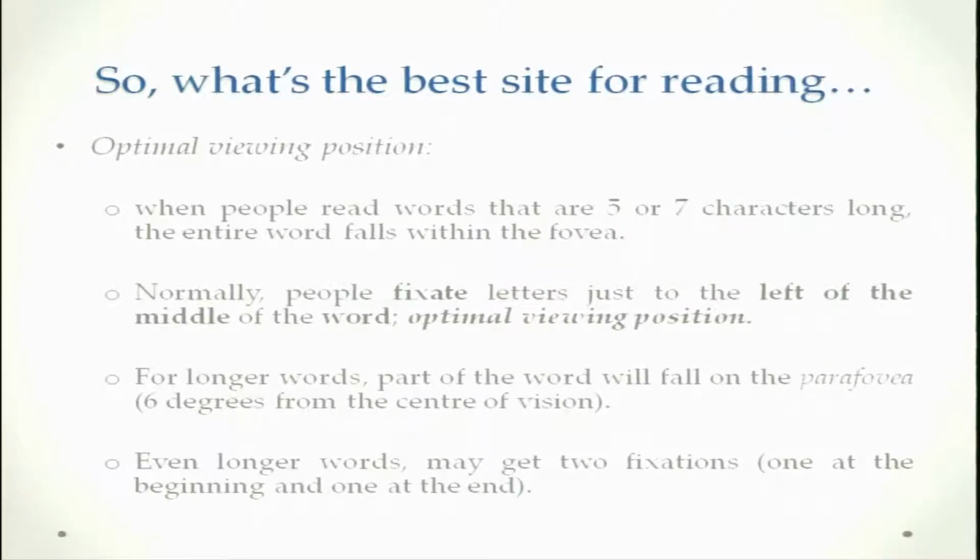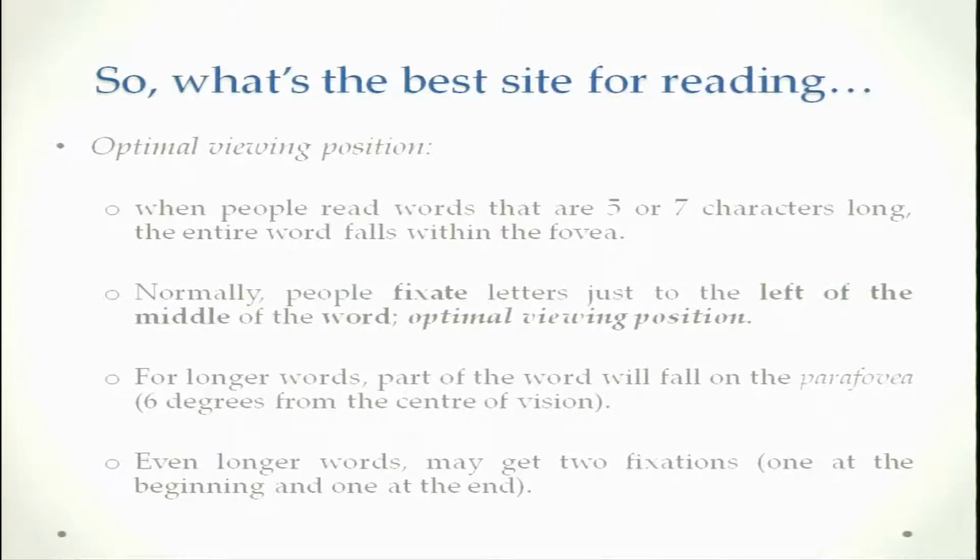So the results I am discussing are from those languages. When people read words that are 5 to 7 characters long, the entire word will fall within the fovea, because the entire span of the word will be under 2 degrees of visual angle. So when you're reading a 5 or 7 letter word, this entire word is falling in the fovea, so you're getting the most information.